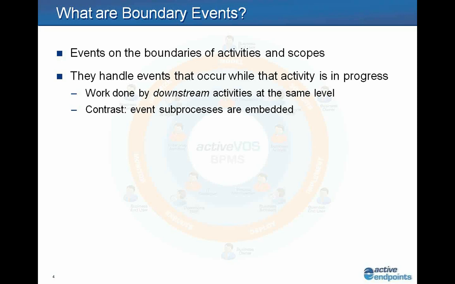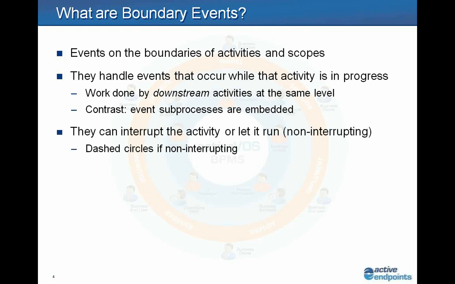And by the way, downstream activities just means it's at the other end of an arrow, and then there's another arrow, and there's forks, and who knows what. But there's this directed graph that you can reach and follow in response to this event having occurred. Now, the boundary events can either interrupt the activity that it's on the boundary of, or it can let it run, or be non-interrupting. And the kind of circle will determine that.